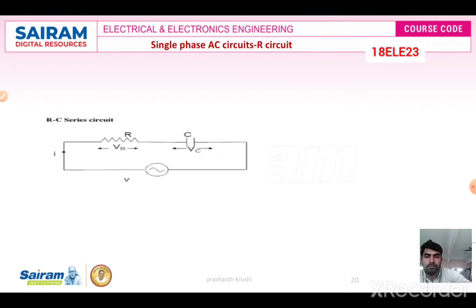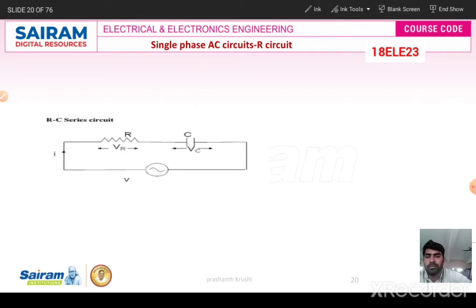And what about the RC circuit? The RC circuit is the same. Voltage across the resistance is VR, voltage across the capacitance is VC, and supply voltage is V. So V is equal to root of VR square plus VC square. So for the capacitance circuit, what happens?